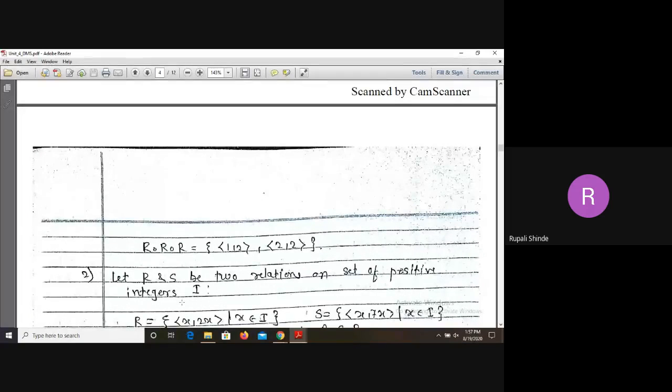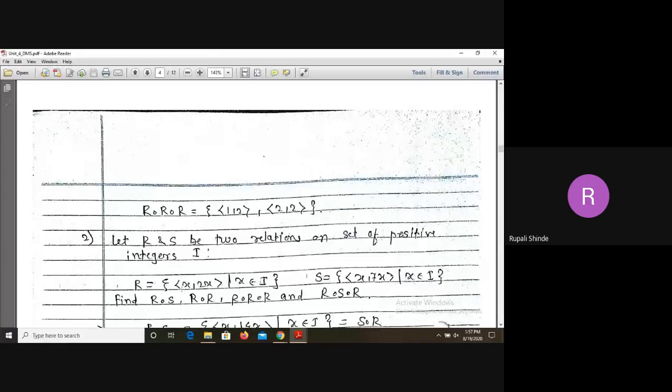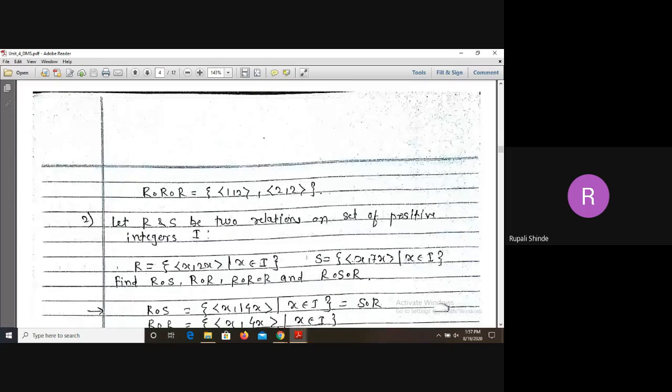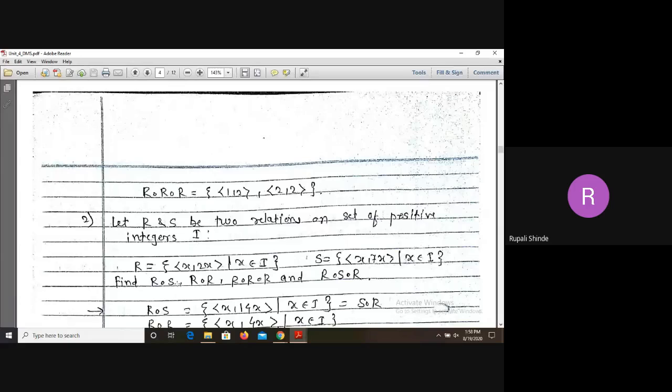Okay. Now see the next example. Let R and S be two relations on the set of positive integers I. R is defined as the set of ordered pairs x comma 2x such that x belongs to I, and S is equal to the set of ordered pairs x comma 7x such that x belongs to I. Then find R composition S, R composition R, R composition R composition R, and R composition S composition R. So one by one we will solve it. First is R composition S.